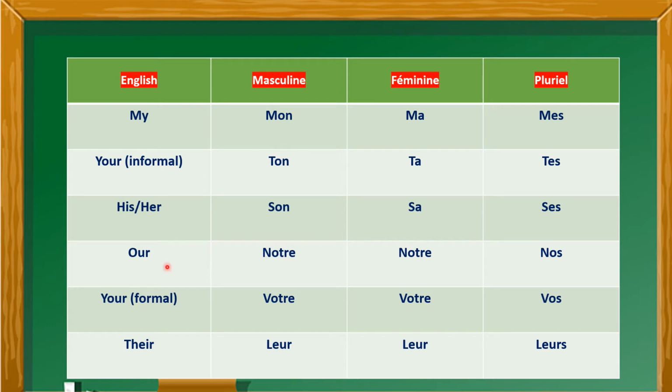For our: notre, notre, nos. Your formal, for giving respect, or to an unknown person we are meeting for the first time, or to elder people, we use votre, votre, vos. It's like आप in the Hindi language. Their, third person plural: leur, leur, leurs.